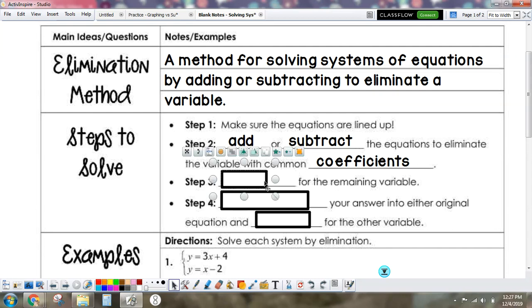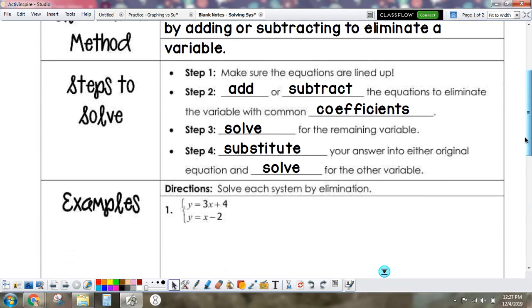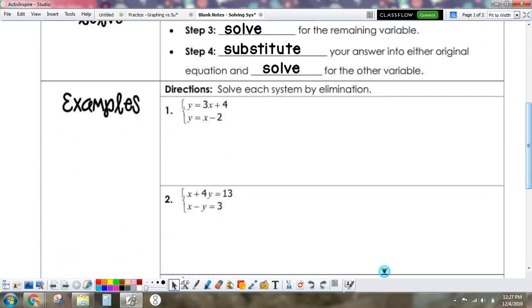Step 3 is to solve for the remaining variable. And this will all make sense once we actually do some examples. Step 4 is to substitute your answer into either original equation and to solve for the other variable. So we're going to try a couple examples, and then you're going to do some practice on your own.